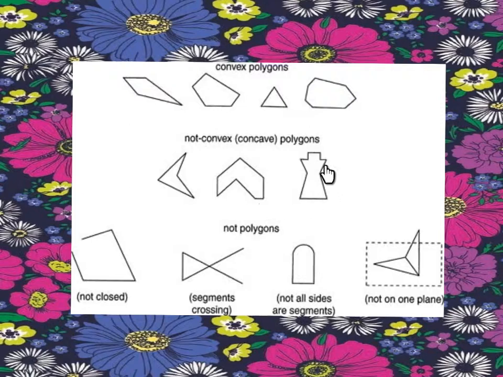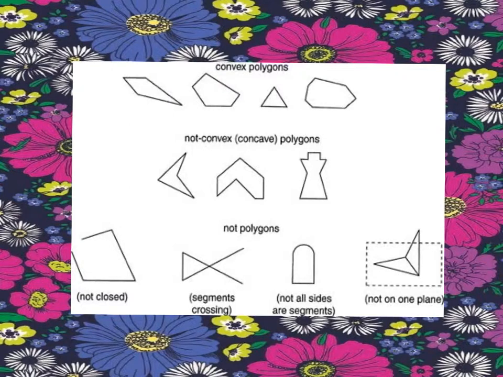These are examples of concave polygons. Notice how they kind of cave in to the polygon here and here. Notice none of these do that. So they're convex polygons. And here are examples of non-polygons. This one is not closed. The segments are crossing. Not all sides are segments. Notice there's a semicircle here for this one. And this polygon is not on one plane.